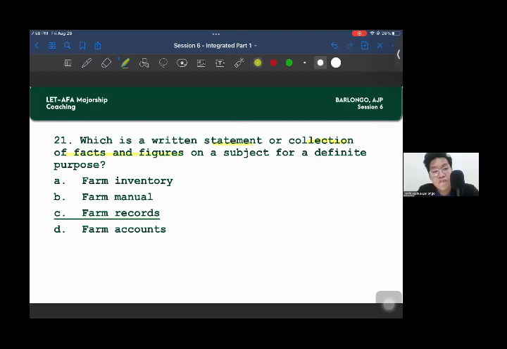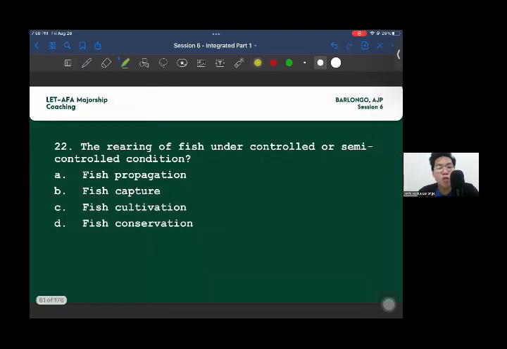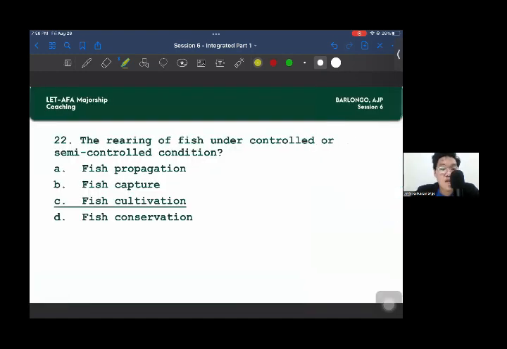Okay, so next, let's have number 22. The rearing of fish under controlled or semi-controlled condition. A, fish propagation, B, fish culture, C, fish cultivation, or letter D, fish conservation. So the answer for this one is letter C, which is cultivation. The keyword that you need to look for sa question na to ay rearing. So rearing of fish under controlled or semi-controlled condition, that is cultivation.